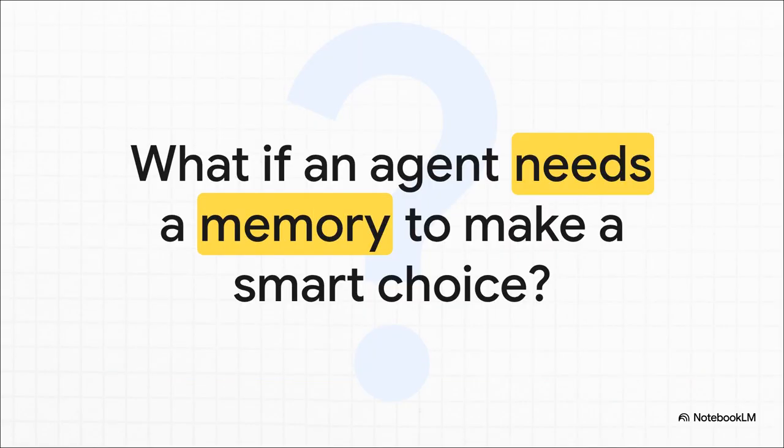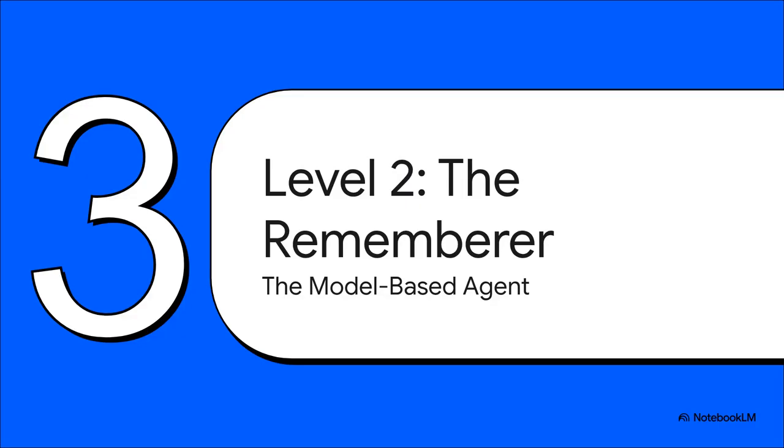So you can probably see the problem here, right? It's a pretty big one. What happens when that little vacuum gets stuck in a corner, just bumping back and forth, because it has no memory that it's been there before? Yeah, not very smart. To do anything even slightly more intelligent, our agent needs a major upgrade. It needs a memory.